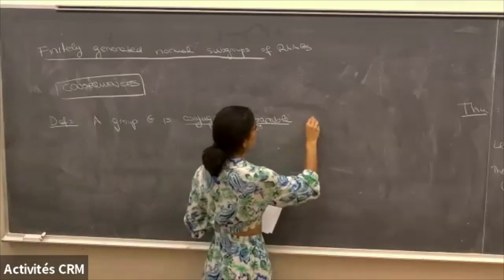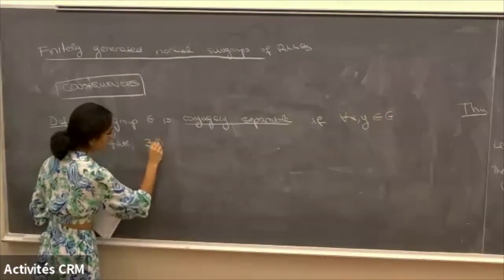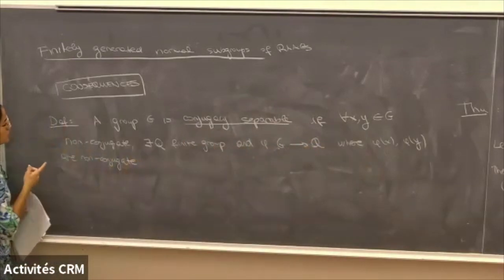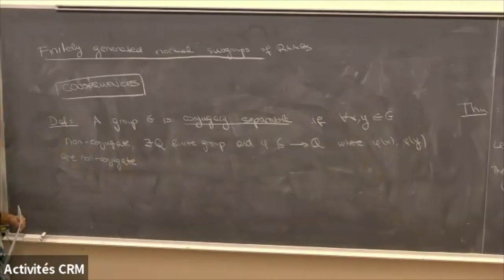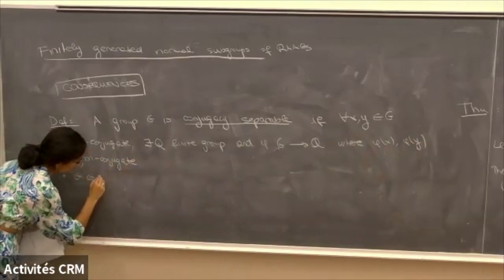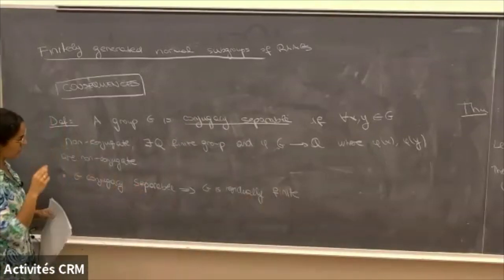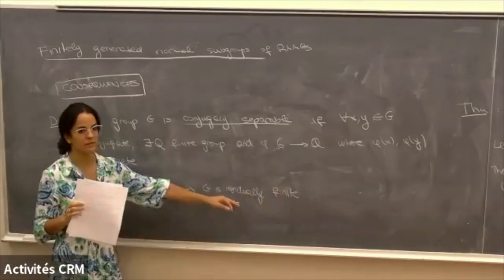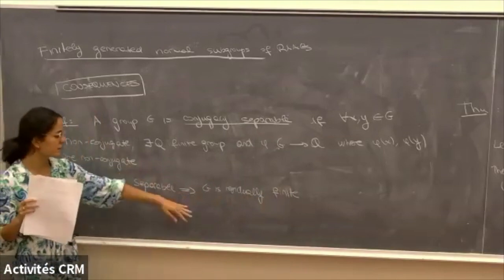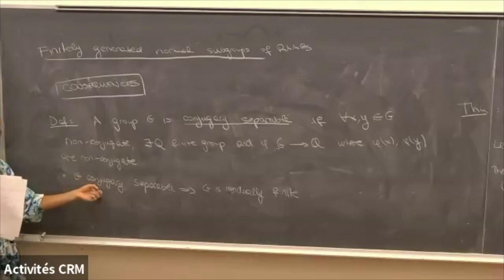So if for every two elements in G that are non-conjugate, I have a finite group and a homomorphism where the images are non-conjugate. As you can see, if a group is conjugacy separable, it's in particular residually finite. But the other implication doesn't hold. Residual finiteness is something that passes to subgroups: if I have a residually finite group, any subgroup is also residually finite. But being conjugacy separable doesn't pass to subgroups, and it doesn't even pass to subgroups of finite index.